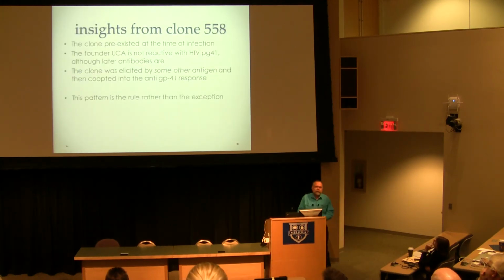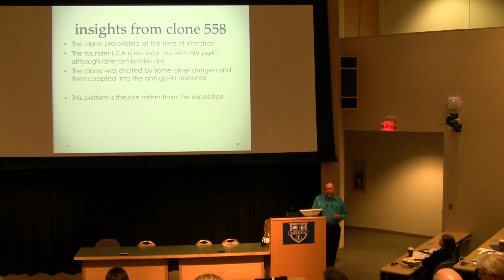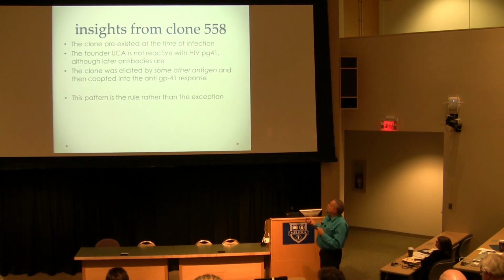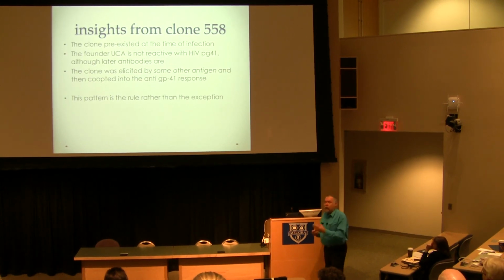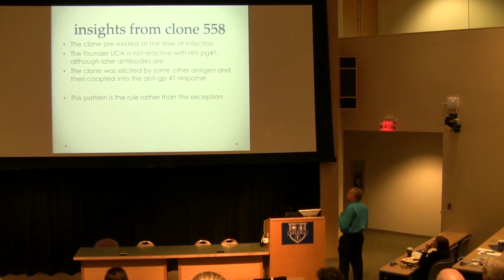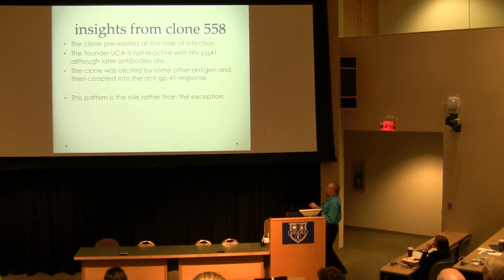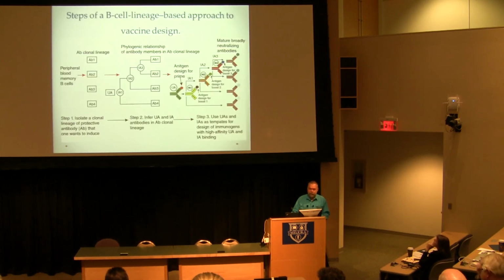So what are the insights that we take away from clone 558 and the additional clones that we've studied afterwards? We believe that the clone pre-existed at the time of infection. The founder, unmutated common ancestor, is not reactive with the antigen to which it will eventually become reactive. And the clone, therefore, was elicited by some other antigen and then co-opted into the anti-HIV response. And as I have emphasized, this pattern is the rule rather than the exception.